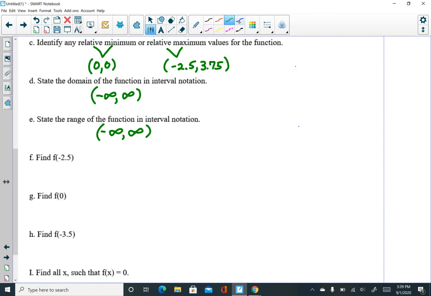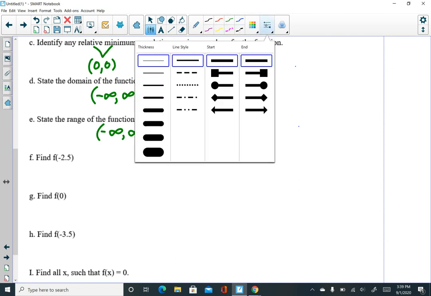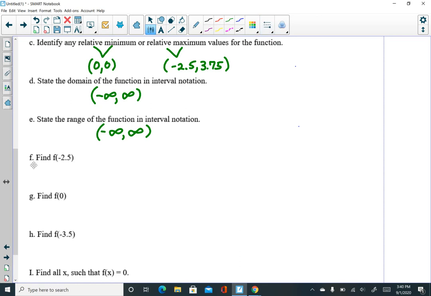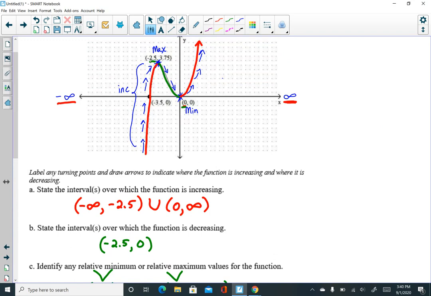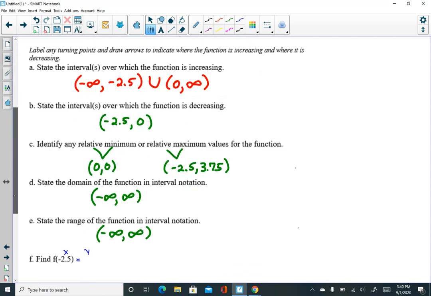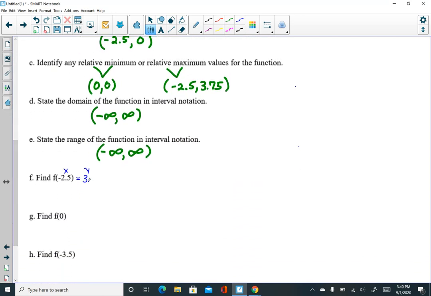And then we'll finish up here at the bottom by looking at specific points on the graph. In letter F, it wants us to find f of negative 2.5. So remember, it's saying when x is negative 2.5, it wants us to find y. So we come up here to our graph. When our x is negative 2.5, our y value is 3.75. And that'd be your final answer.